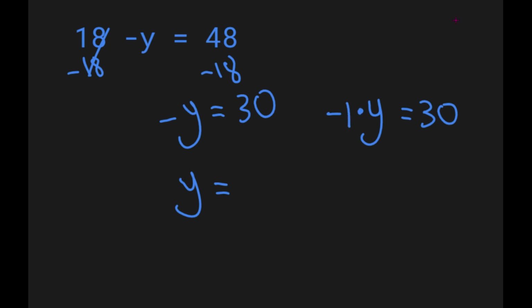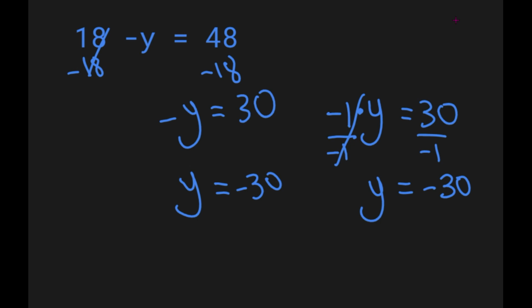All right, once you realize that, you're like, oh, that's easy. What's the opposite of multiplying by negative 1? It's dividing by negative 1. Cancels, I'm left with just a normal y. And 30 divided by negative 1 is negative 30. See, told you when we were done we were going to have just y equals 18 minus a negative 30. So 18 plus 30 would be 48.